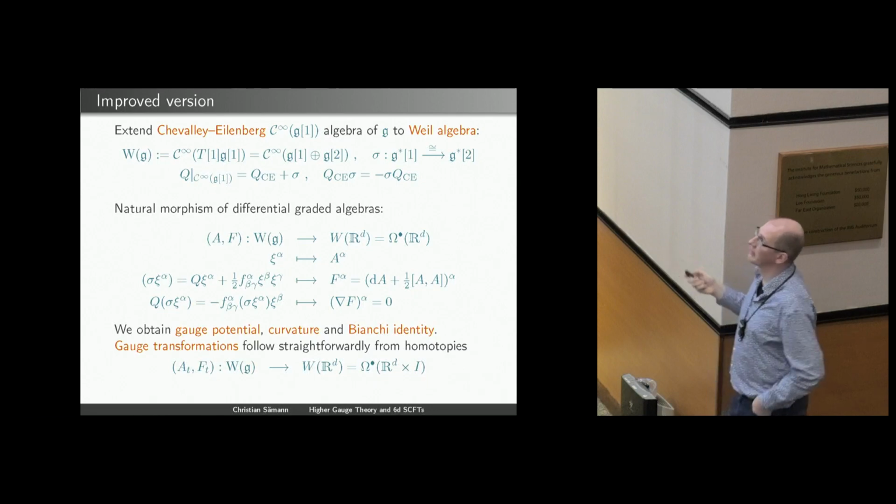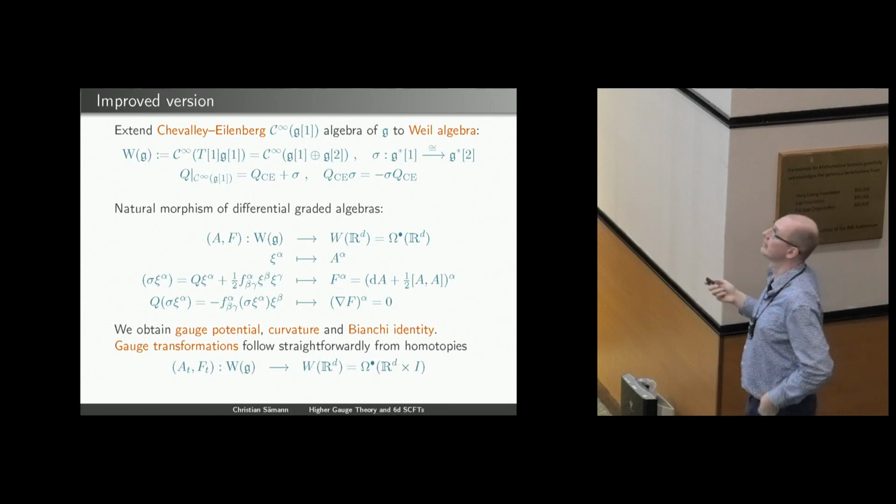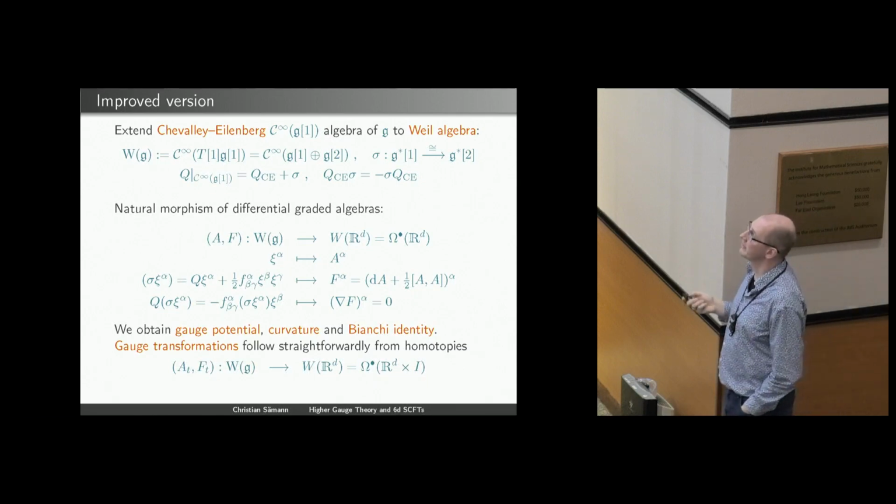Okay? Don't worry too much about the details. There's a trivial extension of the Chevalley-Eilenberg algebra to this Weil algebra. And now the morphism of differential graded algebras gives us precisely what we want. Namely, the coordinates of degree 1 will be mapped to gauge potentials. The shifted coordinates, which are the coordinates on the second copy that we have around, are now mapped to a 2-form. Compatibility with Q, with the homological vector field Q, imposes this relation. So the 2-form is indeed the curvature of A.